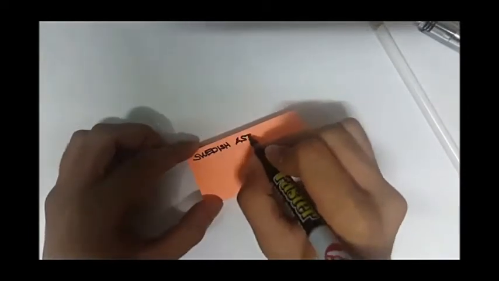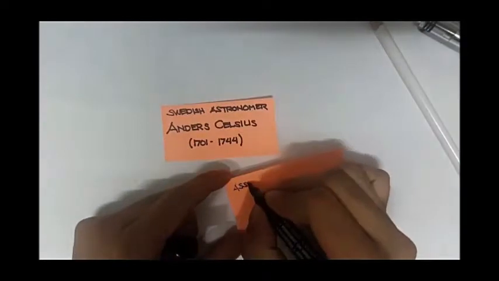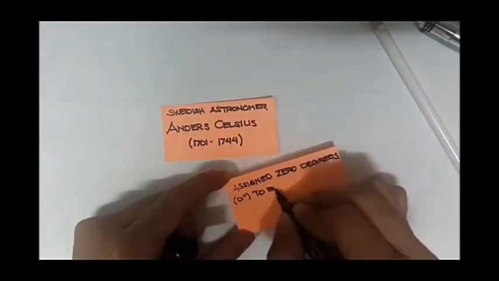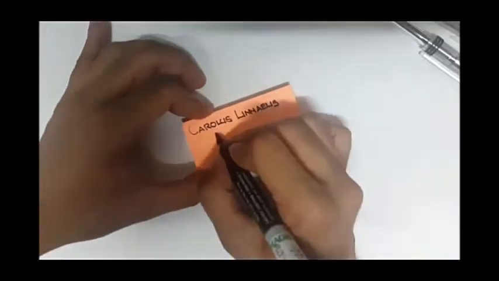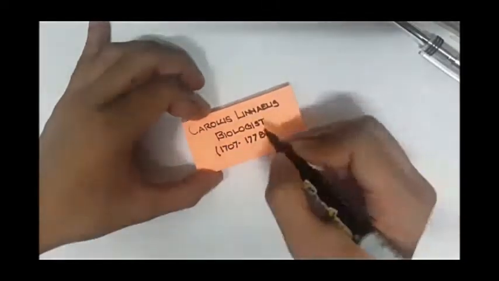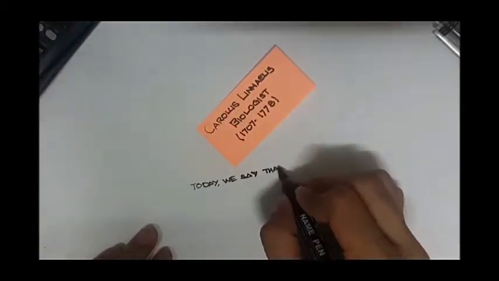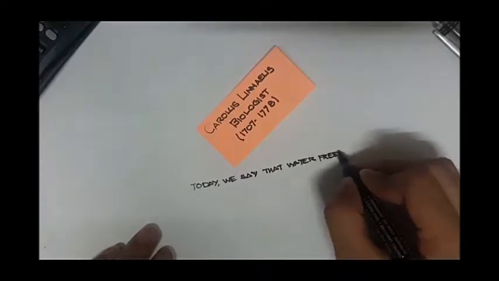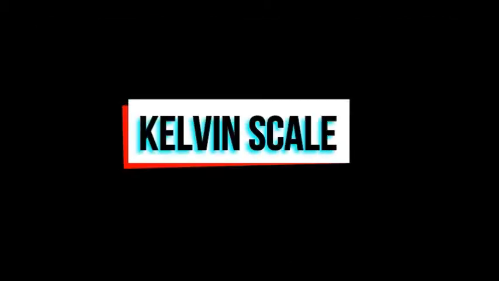The Celsius scale is named in honor of the Swedish astronomer Anders Celsius, born in 1701 and died in 1744. Originally, Celsius assigned 0 degrees to boiling water and 100 degrees to freezing water. These values were later reversed by the biologist Carl Linnaeus, born in 1707 and died in 1778. Thus, today we say that water freezes at 0 degrees Celsius and boils at 100 degrees Celsius. Our last temperature scale would be the Kelvin scale.